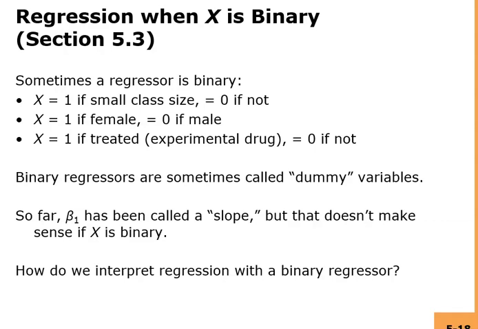Obviously, there can be tons of other examples, but what is important to understand over here is that so far we have been looking at the slope, beta 1 hat. But in the case of binary variables, the slope does not really make sense because x only takes two values, usually 0 or 1. So we'll have to interpret the binary regressor a little bit differently.